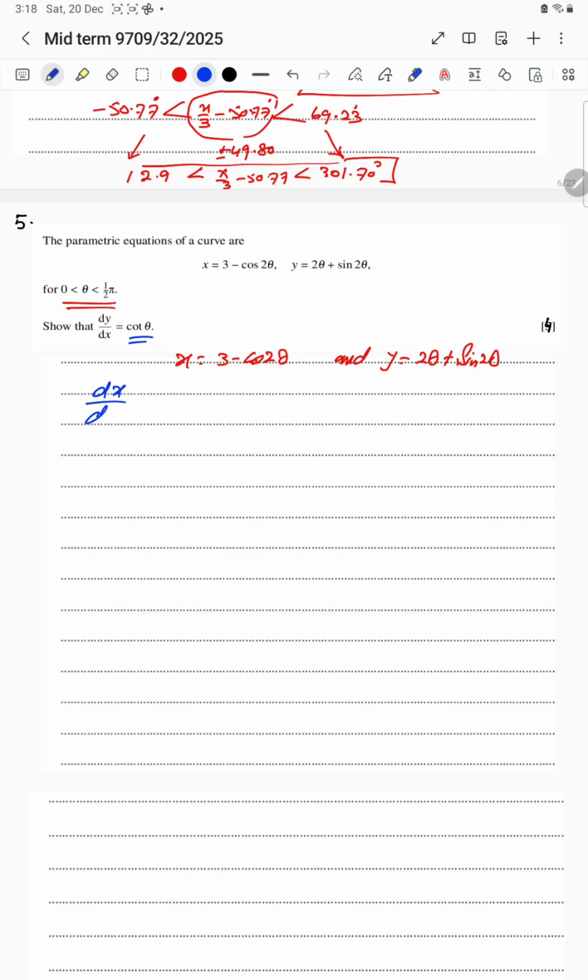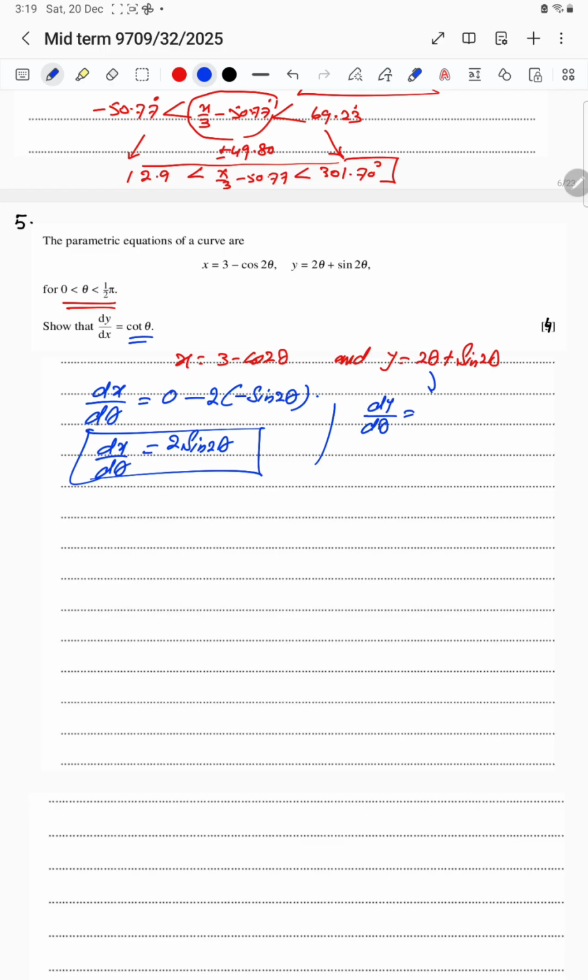So first dx by d theta will be 3 constant is 0, and cos of 2 theta differentiates to minus sine of 2 theta, and differential of 2 theta is 2, so I will write here. So it is 2 sine of 2 theta is the differentiation of x with respect to theta, the first parametric term. And now the second one, similarly dy by d theta will be 2 for 2 theta, and the differentiation of sine 2 theta is 2 cos of 2 theta. I can write it 2 into 1 plus cos of 2 theta. Okay, by chain rule, let me write it as well.